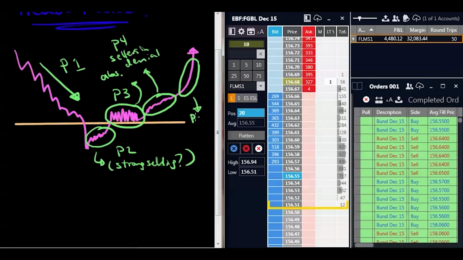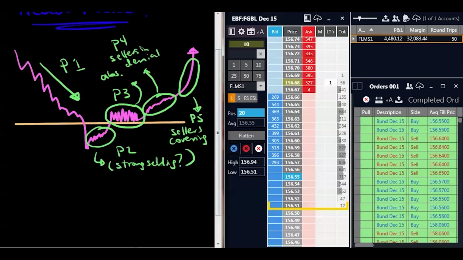In phase 5, we have sellers covering. And this, obviously, in terms of what we see on the price ladder, this is very, very important. The sellers in denial, once we start getting to pinch points where they feel like they can't take that risk anymore, that's where we get the acceleration. That's where we get the rest of the setup playing out.